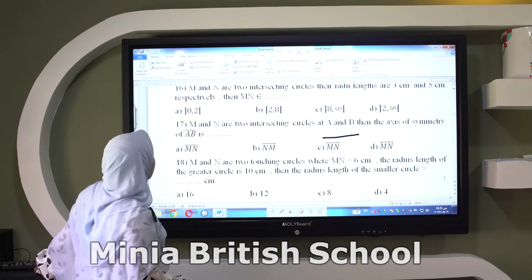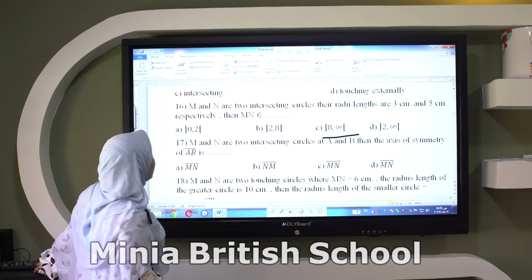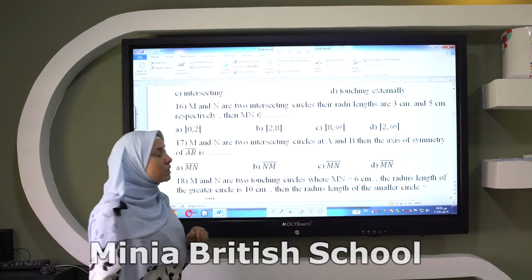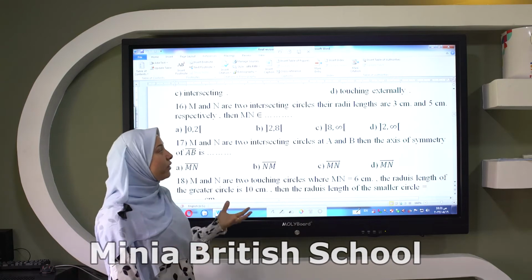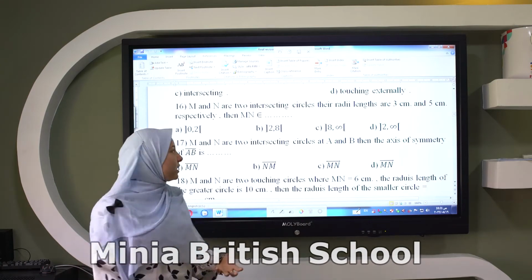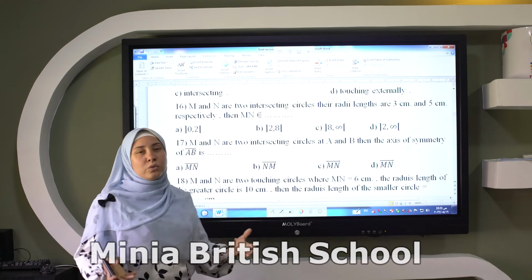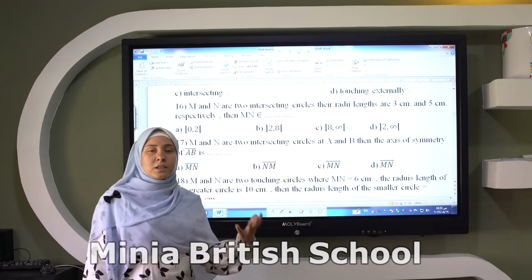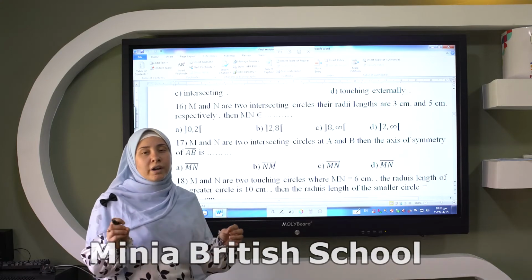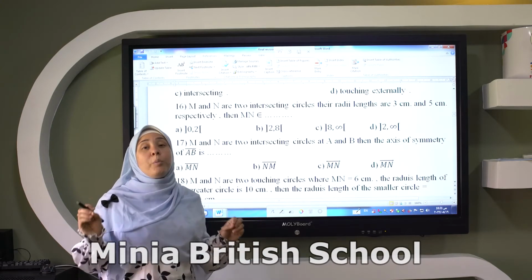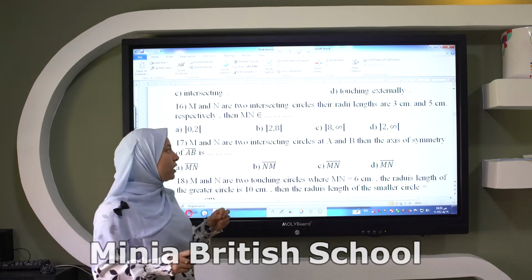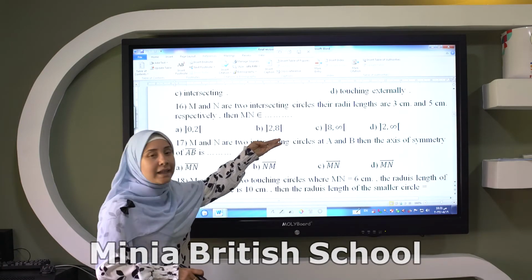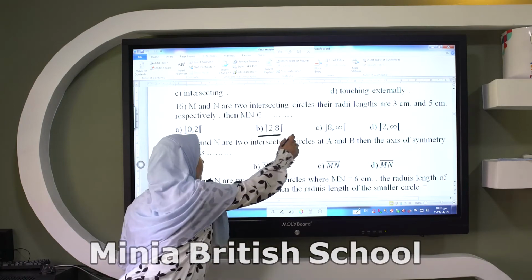Letter C. But number 16, M and N are two intersecting circles. The radii lengths are 3 and 5. To find which interval MN belongs to, only find the difference between the radii and the sum of the two radii, and write it as an open interval. Must be an open interval. So here MN is in the open interval 2 and 8, letter P, okay?